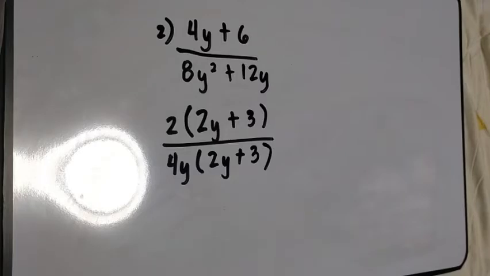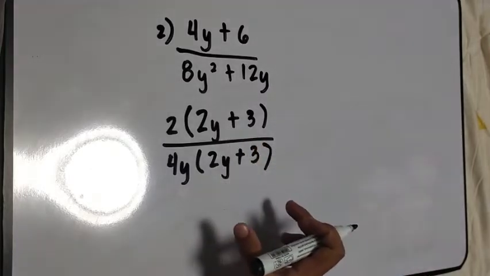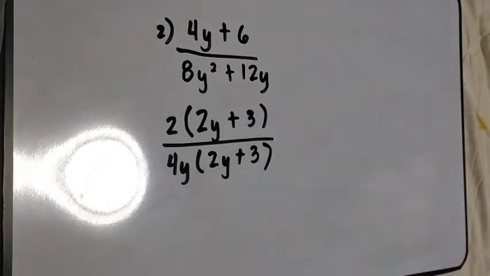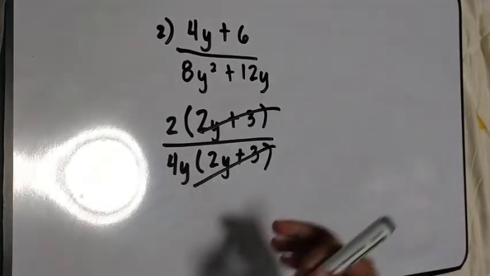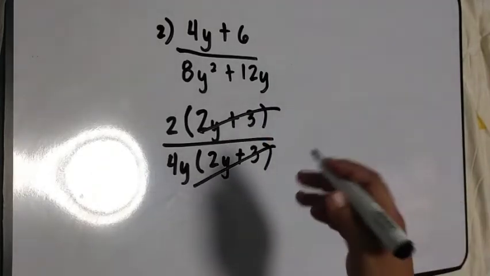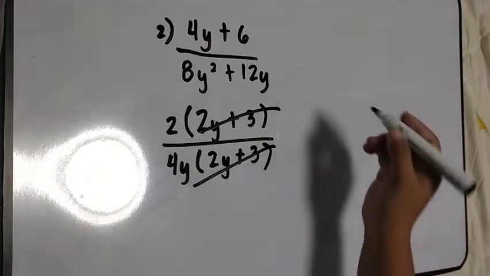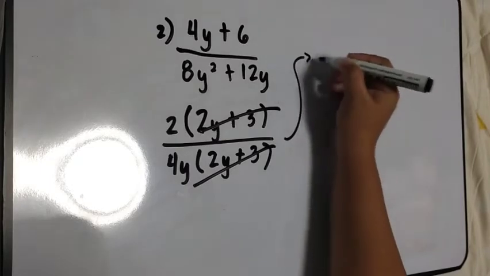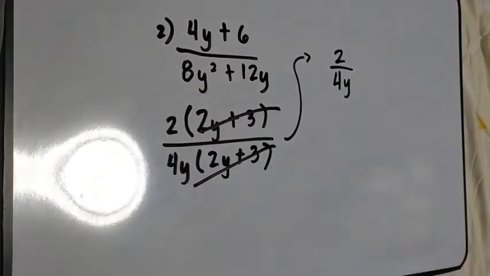So, since, okay, may 2y plus 3 is common to both numerator and denominator, so we can cancel them. Okay, so cancel na. Kasi di-divide yan eh. So, 2y plus 3 divided by 2y plus 3 is 1. So, cancel yan. So, ang natira is, we have here, so, 2 over 4y. Now, do you think this is the final answer?